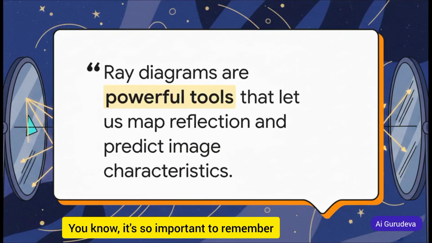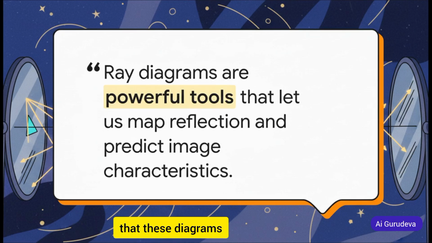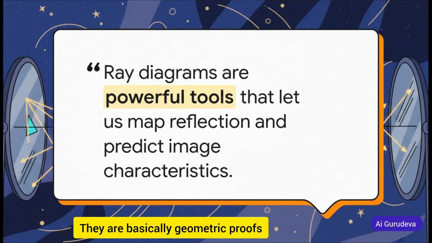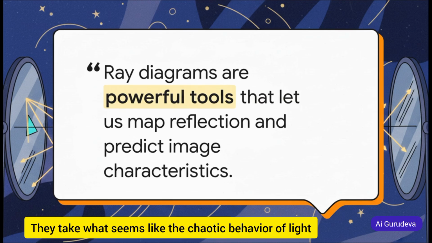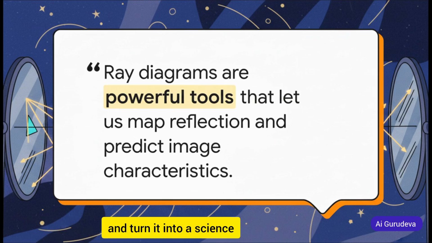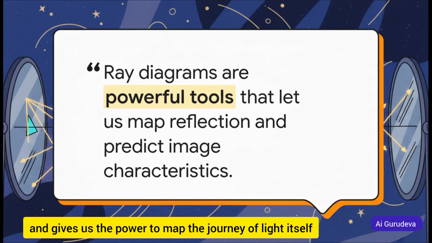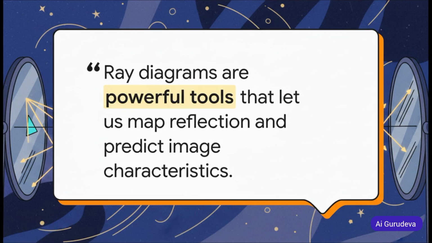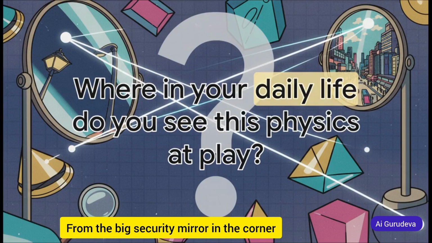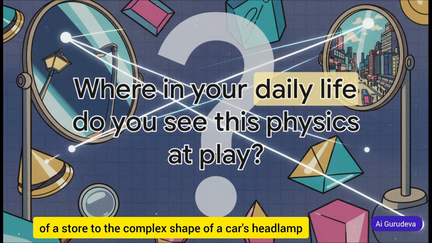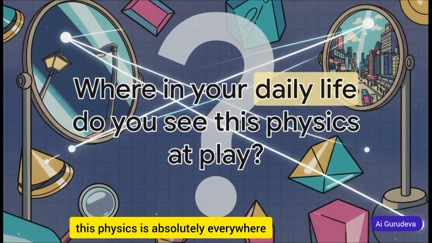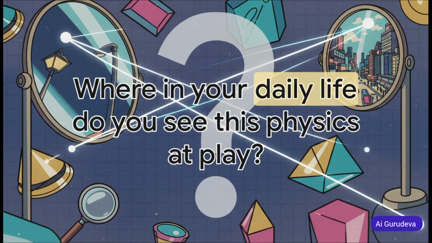You know, it's so important to remember that these diagrams, they aren't just little sketches. They are basically geometric proofs. They take what seems like the chaotic behavior of light and turn it into a science that's predictable, understandable, and gives us the power to map the journey of light itself. I mean, think about it. From the big security mirror in the corner of a store to the complex shape of a car's headlamp, this physics is absolutely everywhere.